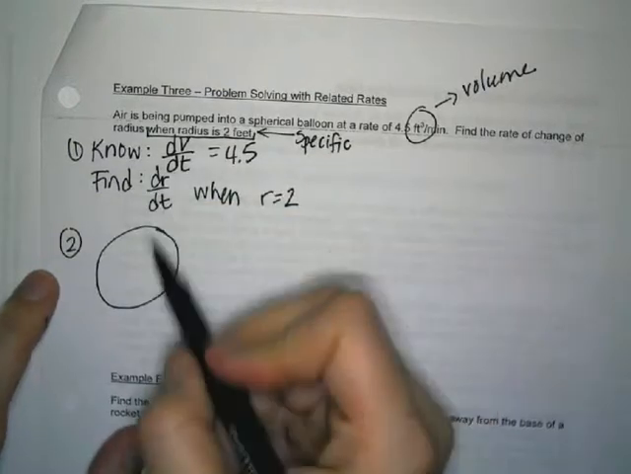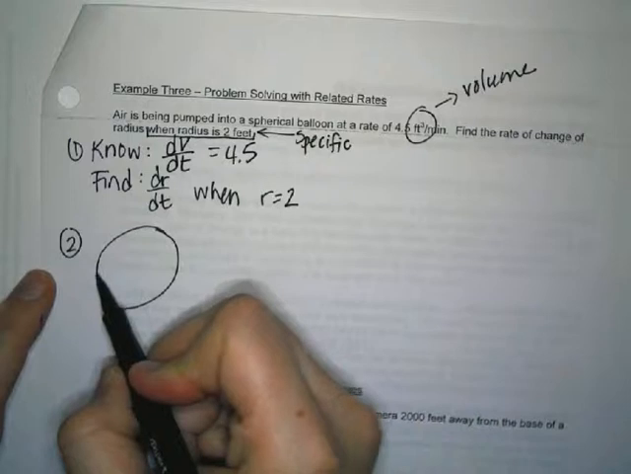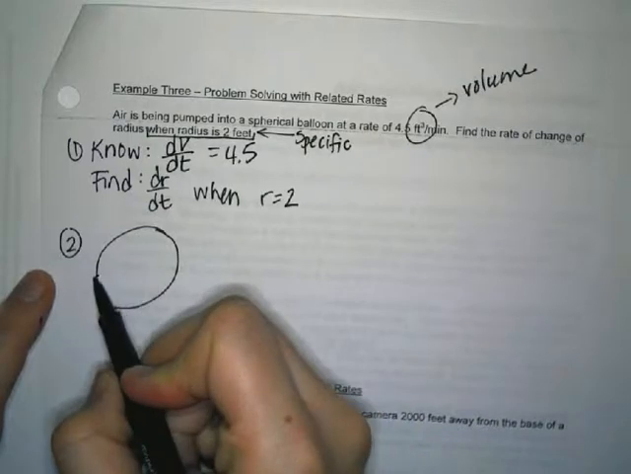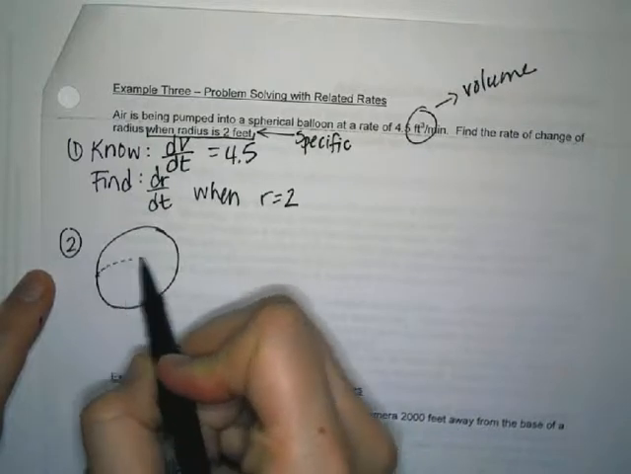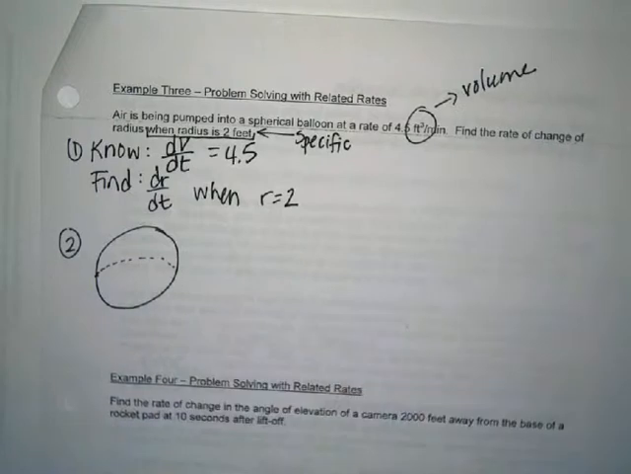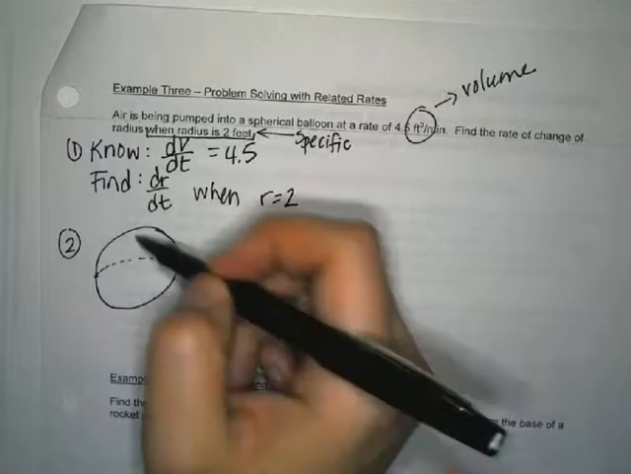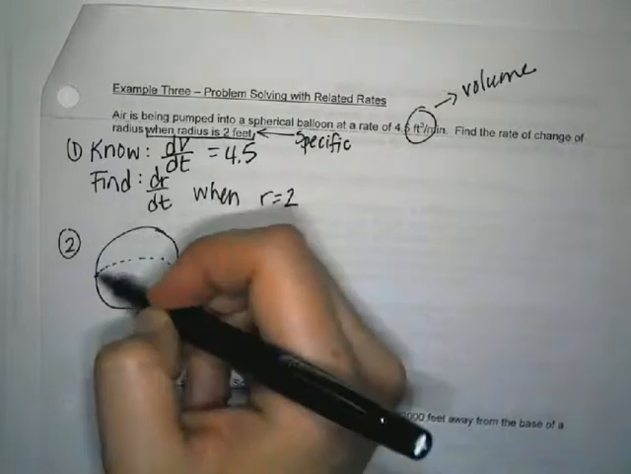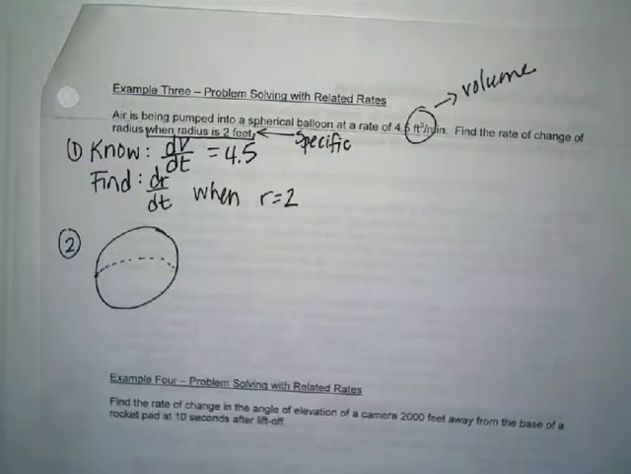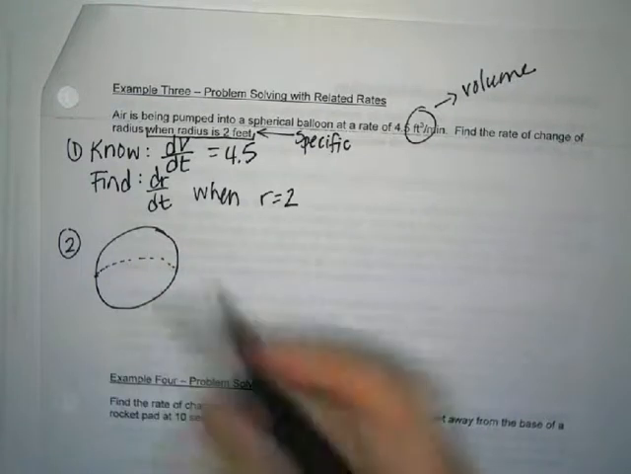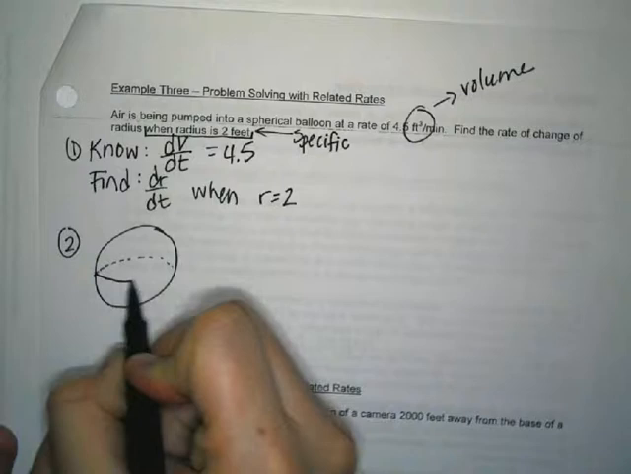All right, so we're going to draw a sphere. As much as possible, try to make it look 3D. So this is behind the sphere. This is in front of the sphere.